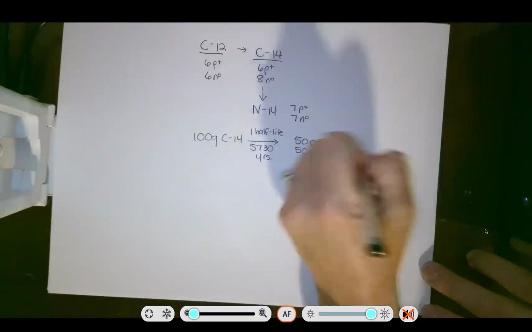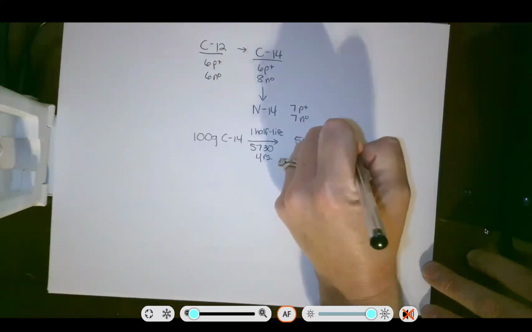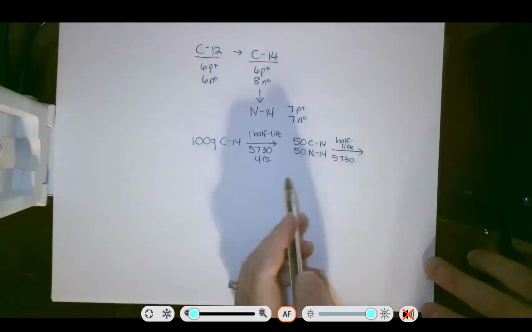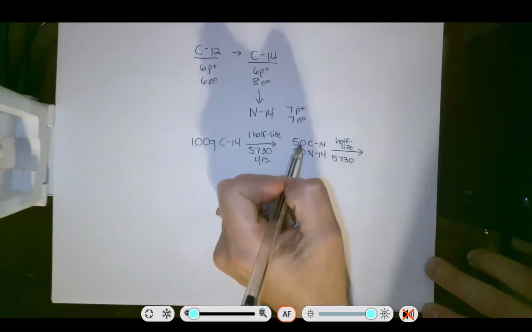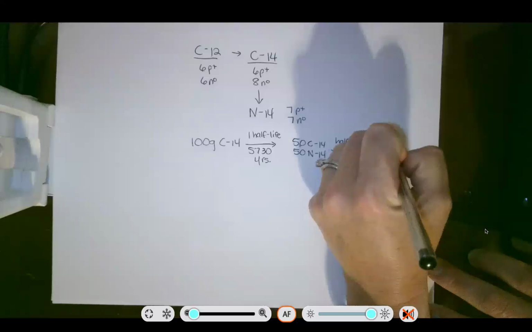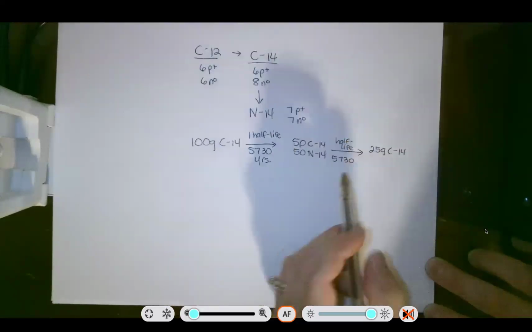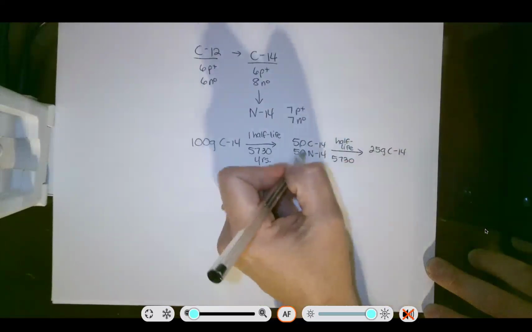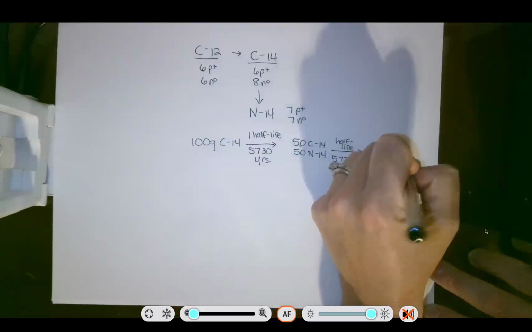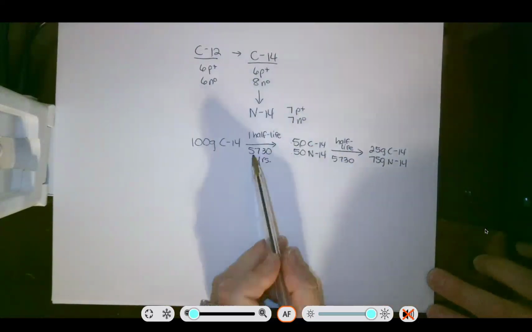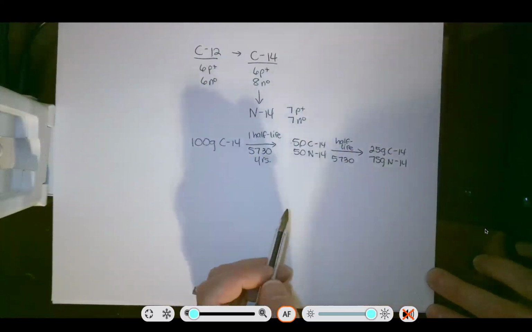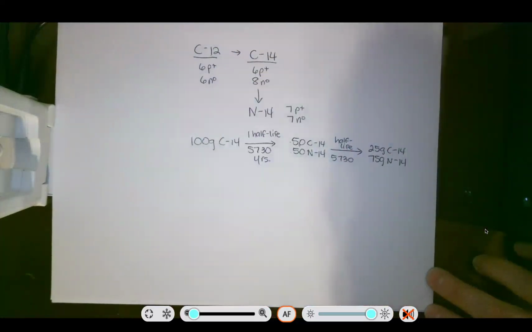Let's say it went through another half-life. So this is half-life number 2, another 5,730 years. Then half of what's left, half of this 50, will decay. So we'll have 25 grams of carbon 14. And we still have the 50, but the other 25 gets added, so now we have 75 grams of nitrogen 14. And because it's been 2 half-lives, you would add 5,730 plus 5,730, and that would tell you the age of whatever it is you're looking at.